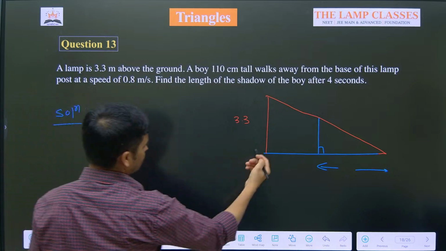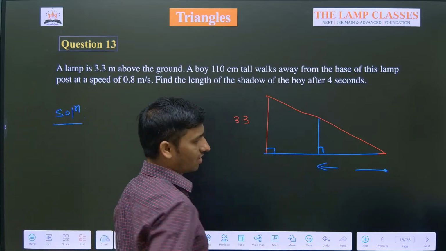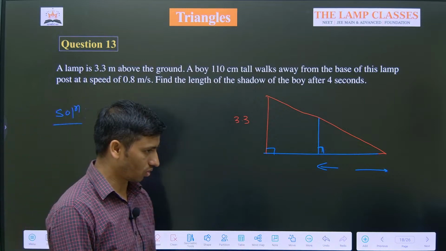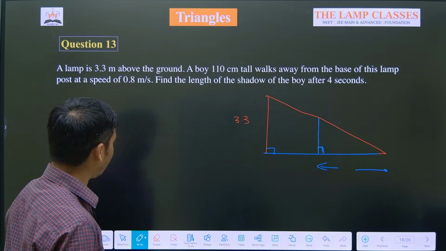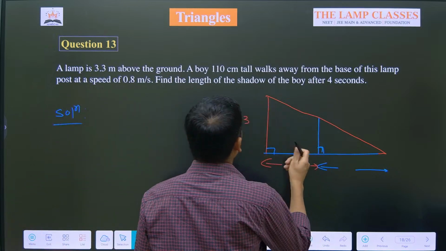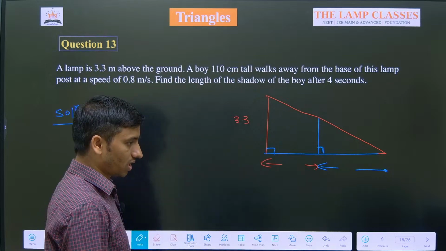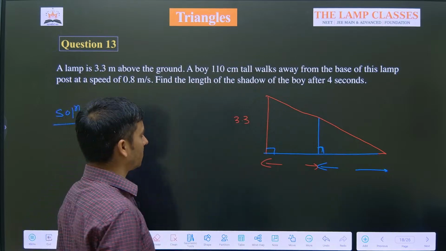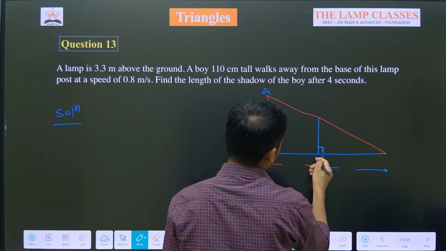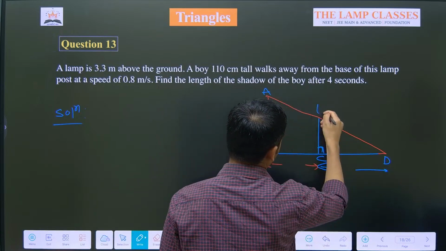First thing is, this is 90 degree as well as this is 90 degree. Now the lamp post as well as the boy, both of them are standing on the ground. This should be the diagram, right? Now can you guys tell me this length? Can we find this length? So let's label the diagram so that recalling the terms will be easy. Let's call this A, B, C, D and E.